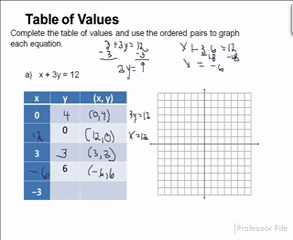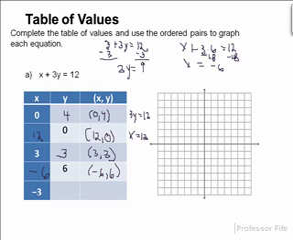Notice that it doesn't matter what values you choose here. You could choose any values at all. It's a good idea to choose some positive and some negative. If you only choose positive, you're only going to get points on the right side of the y-axis, or only above the x-axis. So it's a good idea to have a variety of points.